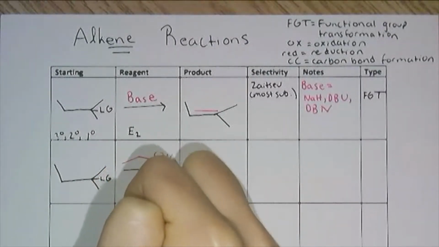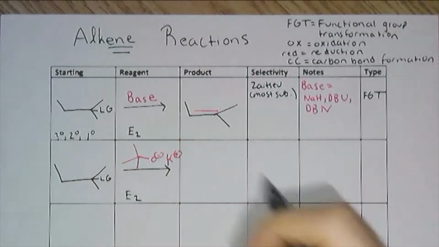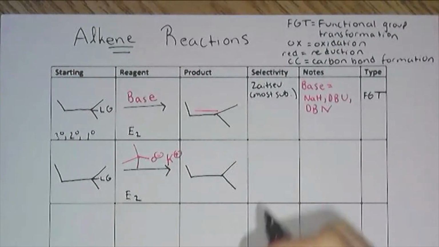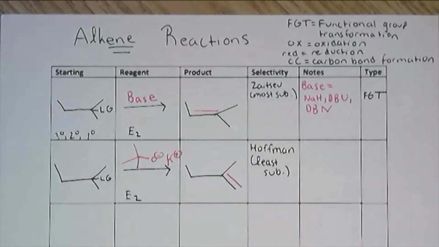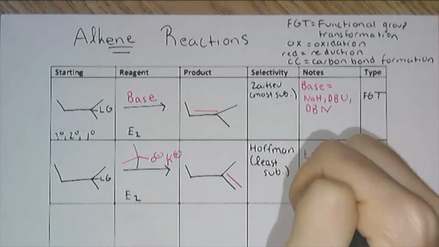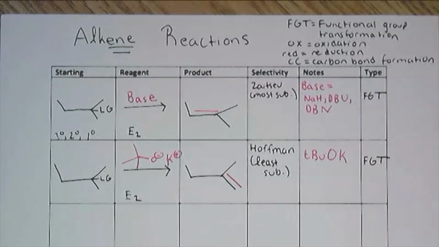The second one, we're going to do the same thing, except we're going to add a bulky base, in this case, tert-butoxide. This is a very common bulky base in organic chemistry reactions, and since it's really bulky, it's going to leave the least substituted product, or the Hofmann product. And I'm just going to show a quick trick that I use to remember which one is most substituted or least substituted.